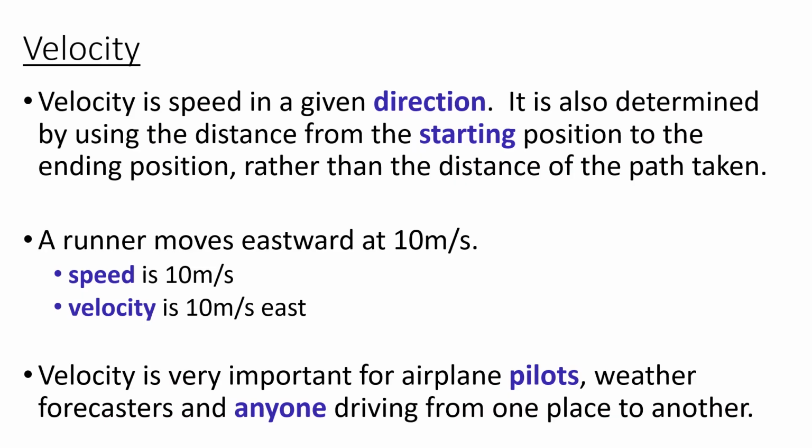In velocity, speed in a given direction, laging tatandaan may direction pagkukuha po tayo ng velocity. It is also determined by using the distance from the starting position to the ending position rather than the distance of the path taken. A runner moves eastward at 10 meters per second. The speed of the runner is 10 meters per second, but when we get the velocity, there should be 10 meters per second to the east. Okay, ito yung palatandaan class pag velocity na po ang hanapin. Velocity is very important for an airplane pilot, weather forecaster, and anyone driving from one place to another.